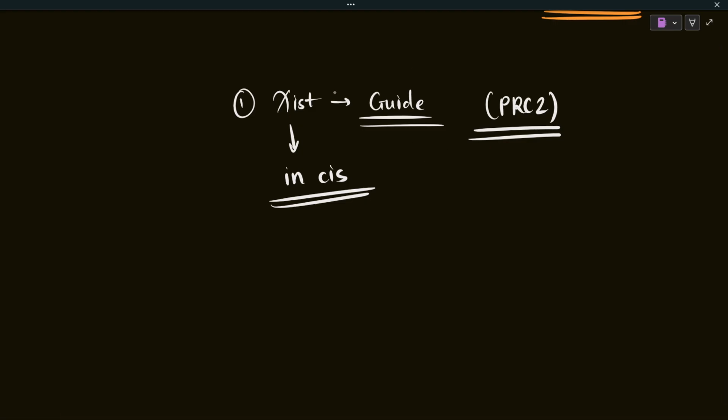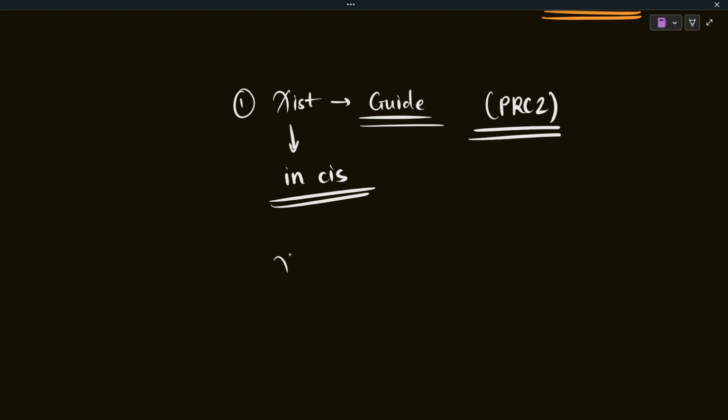Okay, so this is how XIST binds to the X chromosome from which it is transcribed. Once XIST binds to that X chromosome, X chromosome inactivation is initiated. But for the establishment of X chromosome inactivation, there is a spreading of the inactivation. It means XIST wraps around that X chromosome.